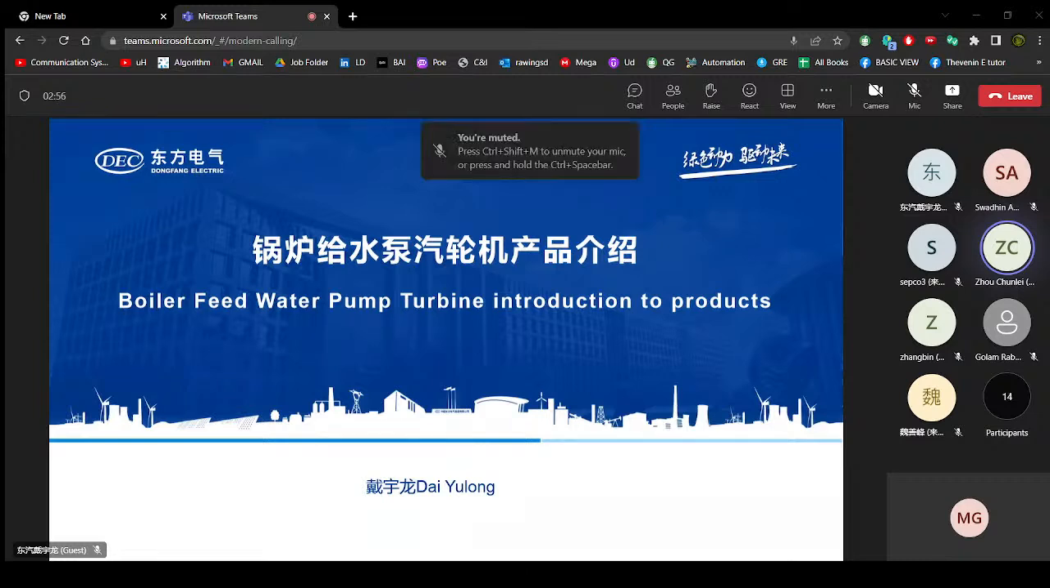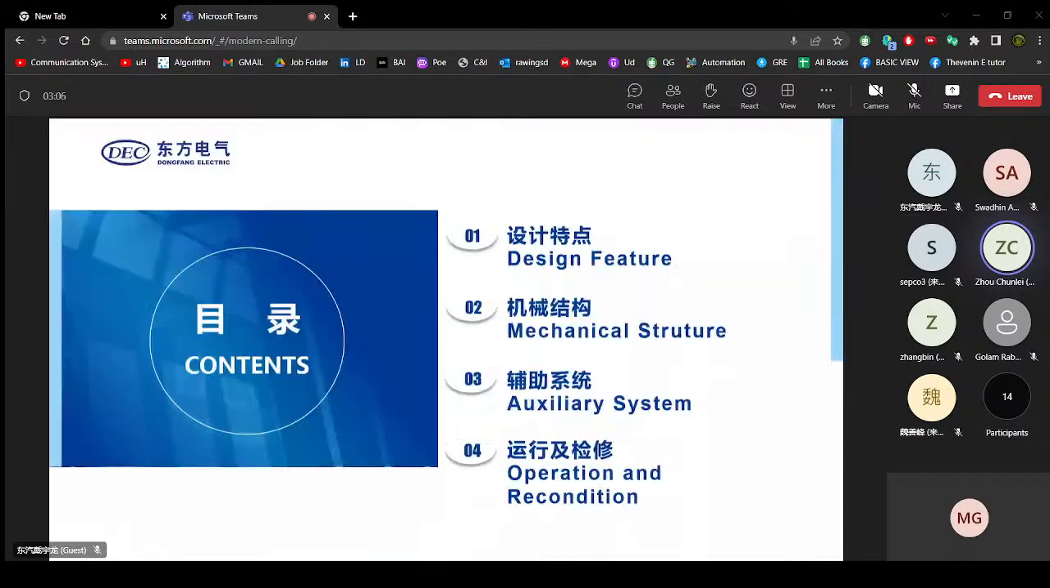This morning we would cover the introduction about the boiler feed water pump turbine, the overview, and the auxiliary system.